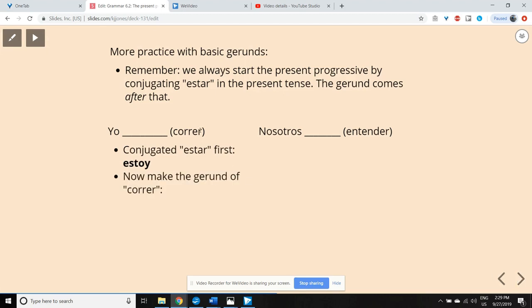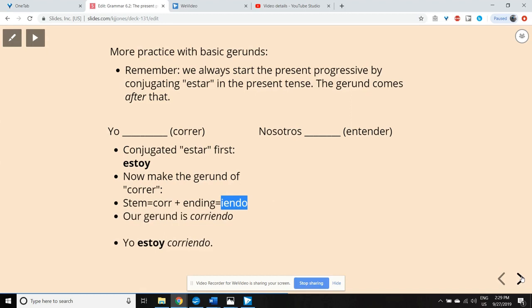So we derive our stem by removing the ER infinitive ending, and that gives us our stem, CORR. This is an ER verb. That means our gerund ending is now IENDO. So stem plus gerund ending gives us the gerund corriendo. And altogether, yo estoy corriendo is the correct way to work with the present progressive with this verb, right? Conjugated form of estar first, estoy, gerund corriendo second. Let's do it with entender. So first thing we're going to do is conjugate estar to agree with the subject nosotros.